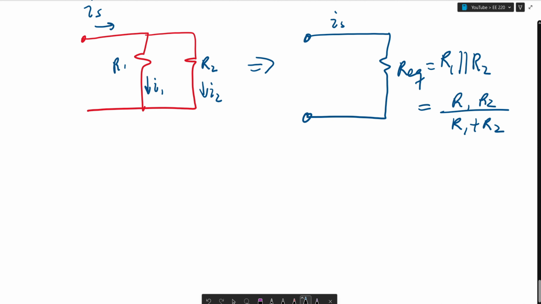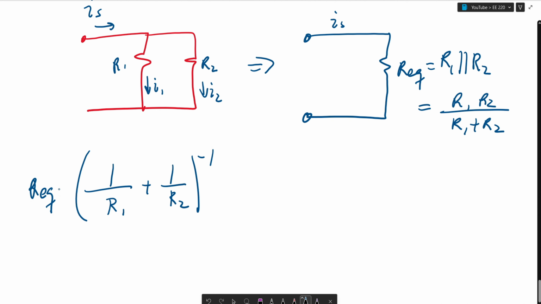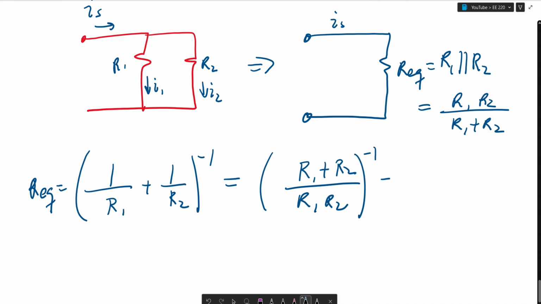This is the equivalent resistance of 2 resistors in parallel. And it says that 1 over R1 plus 1 over R2, inverse, is equal to R equivalent. So we get that this is R1 plus R2 over R1 R2. Inverse this, we get R1 R2 over R1 plus R2. And as you see, it's the same thing.